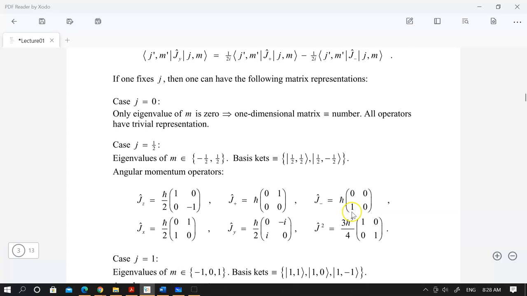And then with J plus and J minus, you can use the formula above to form your JX and JY. And finding your J squared again will give a diagonal matrix, and that diagonal matrix is actually proportional to the identity. So in other words, acting J squared on your angular momentum states is just like multiplying numbers.